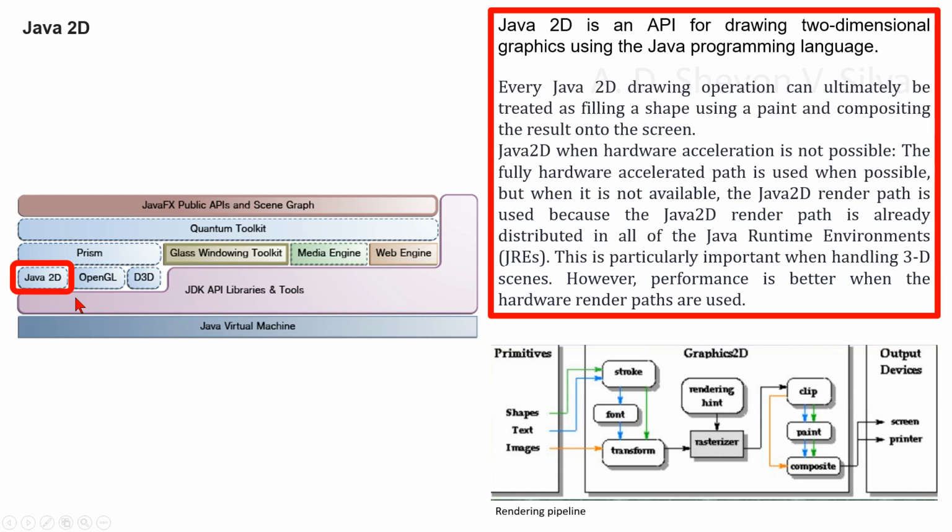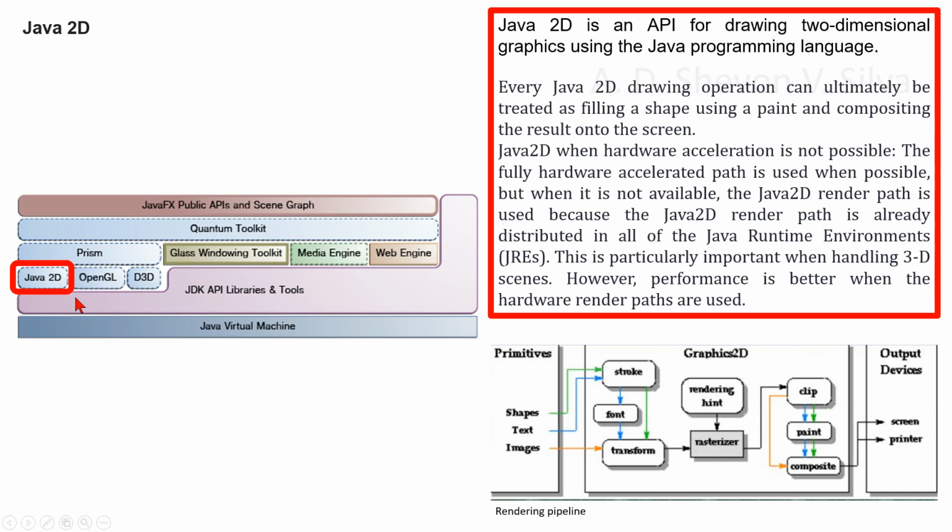Every Java 2D drawing operation can ultimately be treated as filling a shape using a paint and compositing the result into the screen.